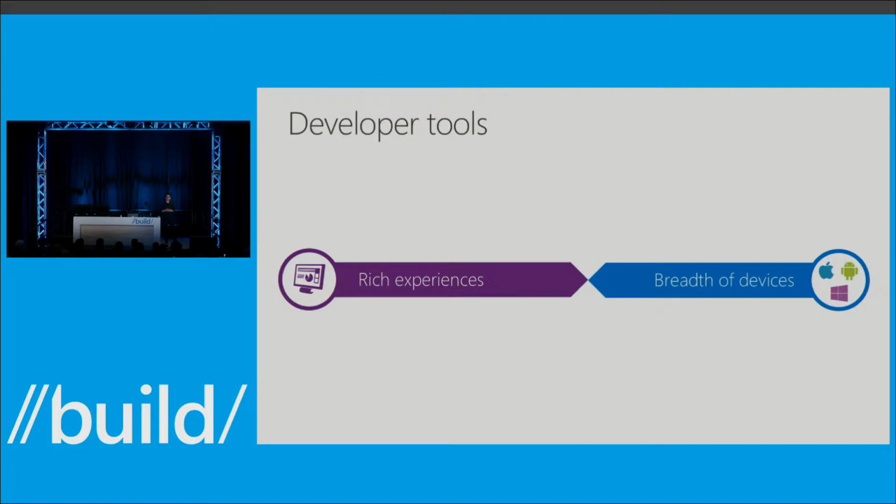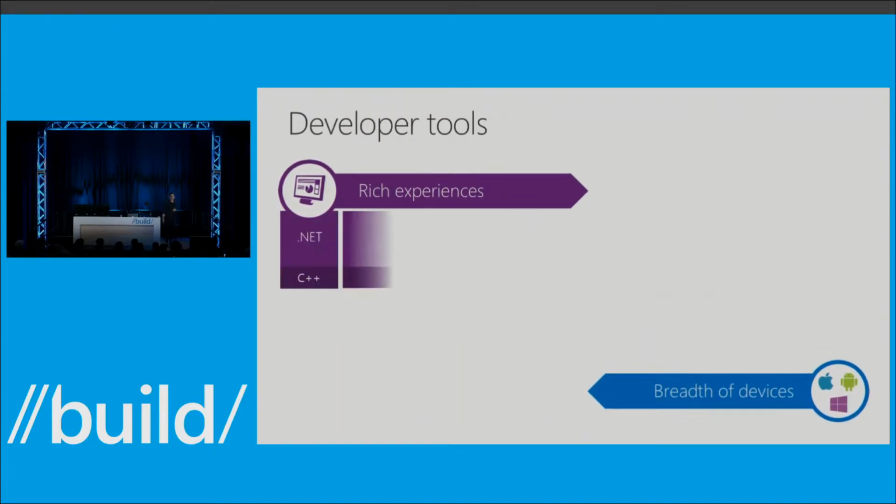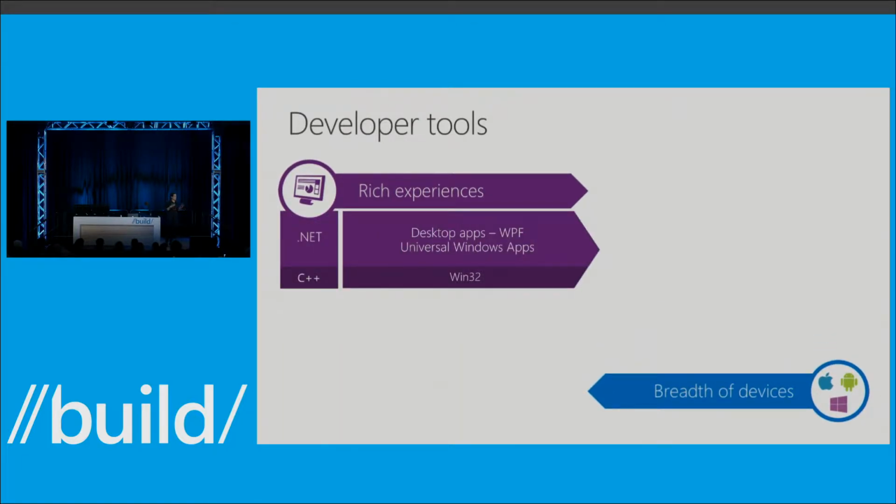So there are a lot of people starting with rich experiences. On Windows, that starts with .NET or C++. You can also build a native Windows application using JavaScript. But for desktop applications, you would start with WPF or the Universal Windows apps, Windows Universal apps. And with C++, you could build with Win32.